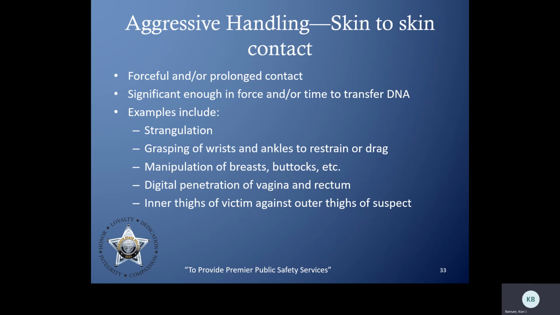One of the phrases that I've mentioned a couple times during this presentation is what we at the lab call aggressive handling. This is skin-to-skin contact that is forceful and/or prolonged. There's a significant enough time or force or both to transfer DNA from one person to another. The most common examples that we see in sexual assault cases are strangulation, grasping of the wrists or ankles to restrain or drag someone, manipulation of the breasts or buttocks, digital penetration, so fingers or hands within the vagina or rectum, and also inner thighs against outer thighs if both the suspect and the victim or patient have bared legs during this incident.